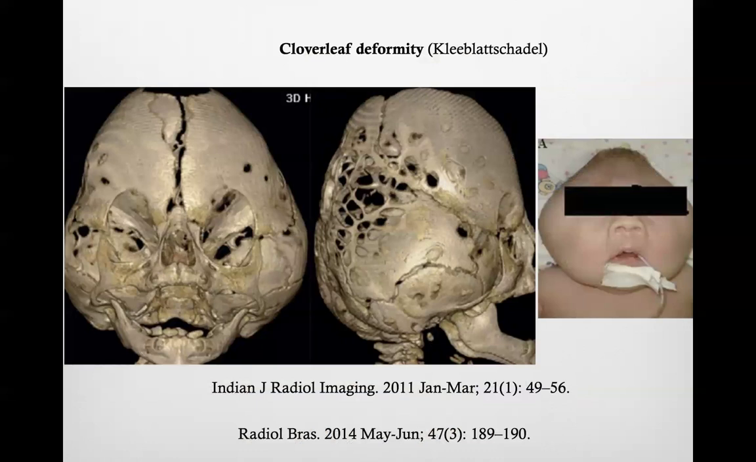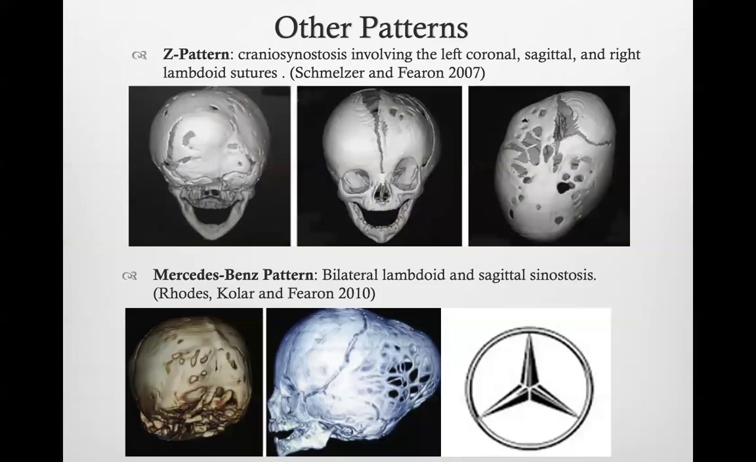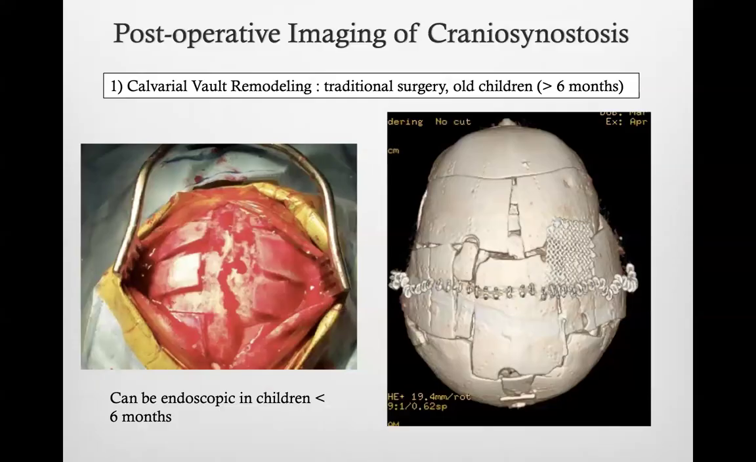Cloverleaf deformity, I showed you already. We don't see this evolution often, but this is the expected evolution of untreated craniosynostosis. There are other patterns described. This Z pattern, when one coronal, the sagittal, and the other lambdoid are involved. Mercedes-Benz pattern. Sometimes they try to associate with genes. But again, just look at the 3D, just describe, keep it simple, is what I suggest.